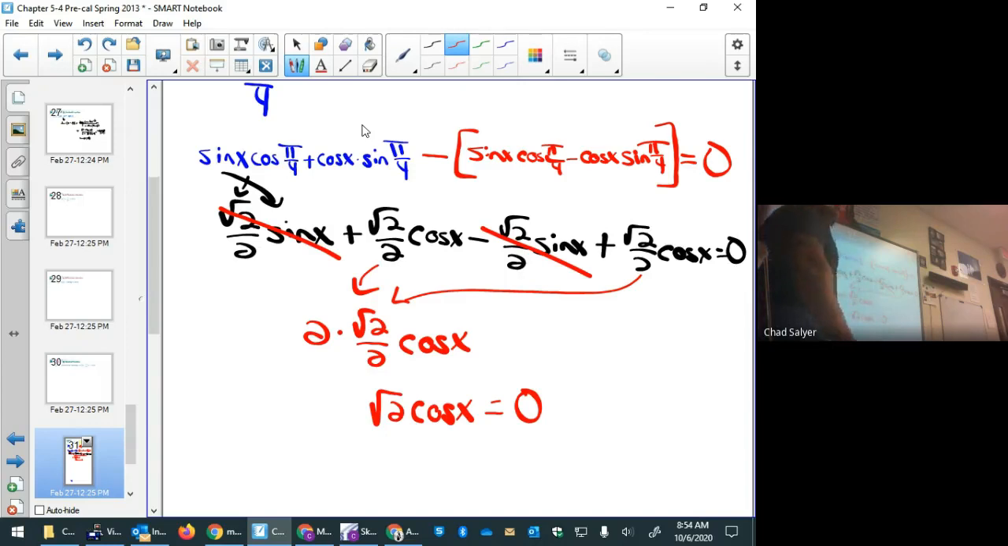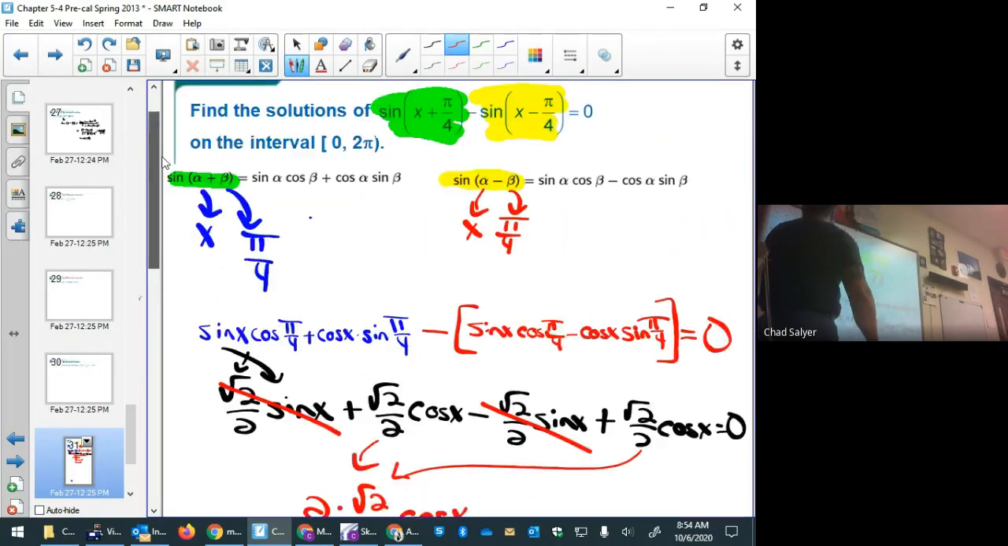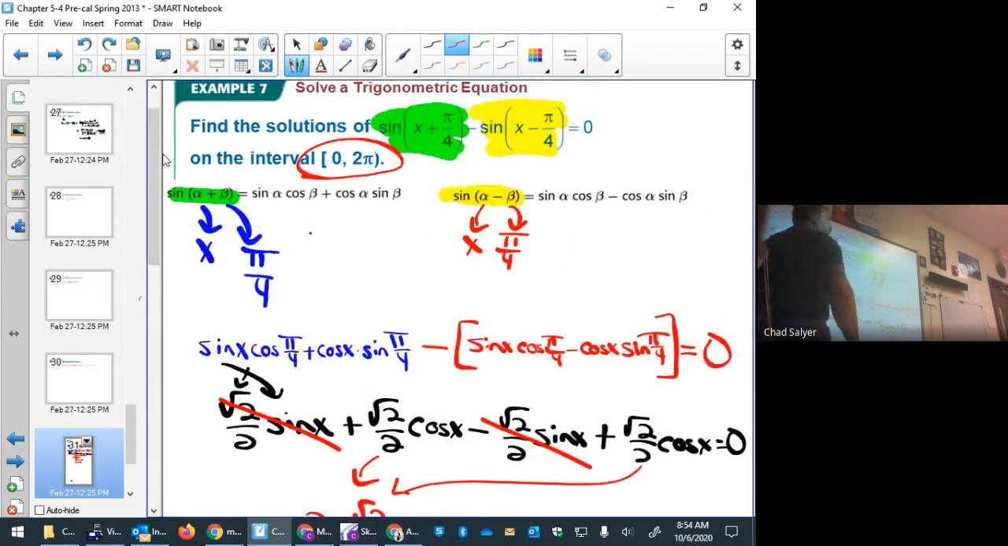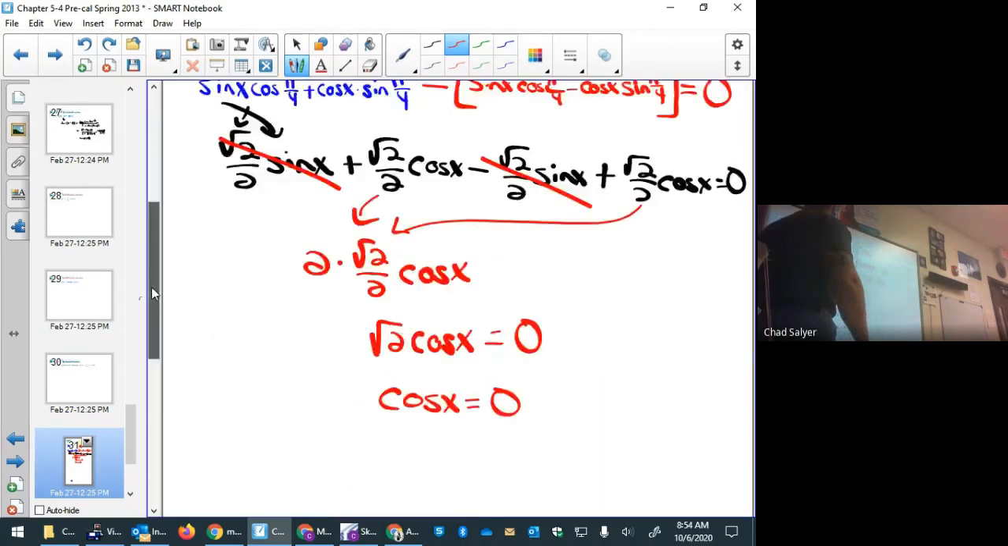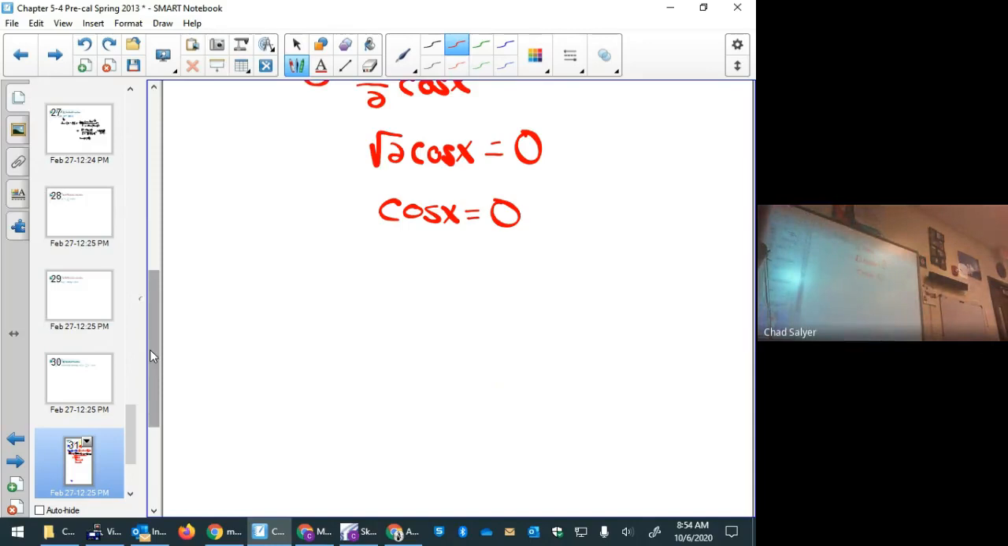Now it's a much more manageable equation, don't you agree? In fact, I can divide away the square root of 2, and I have perhaps the simplest trig function possible. And we're concerned about solutions on the unit circle. So where is the cosine 0 on the unit circle, Riley?